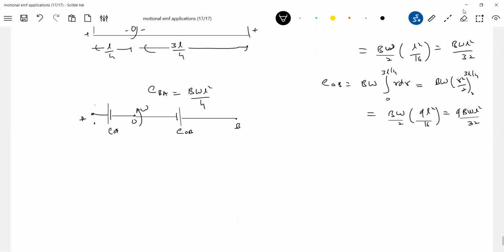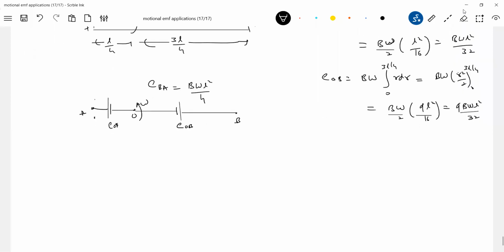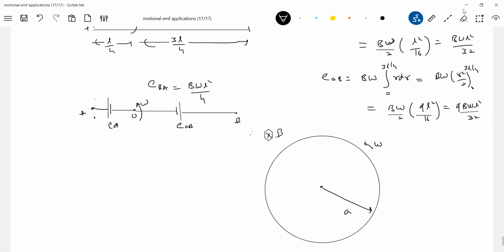I'll rotate the disc. The idea will be same even for the disc. A conducting disc, iron disc, of radius C, and there will be a magnetic field. What about the potential difference across the circumference?